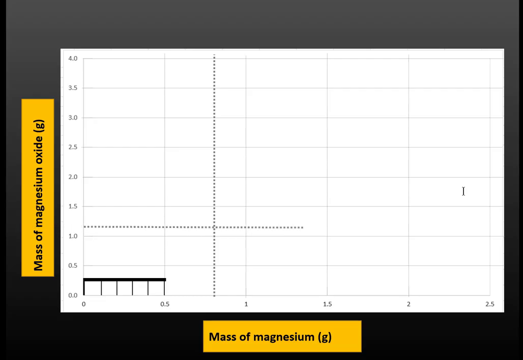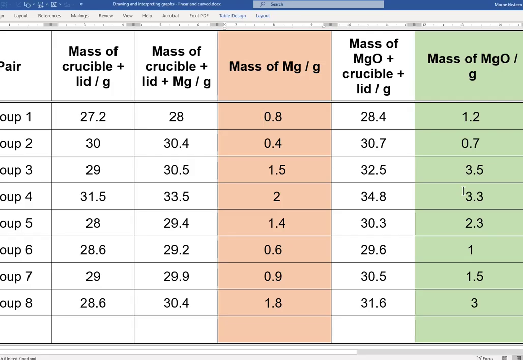So 1.2 is there, and then you can do your point. Make sure your point is not too big, and make sure you have sort of neatly drawn lines if necessary. Okay, so that one is done.